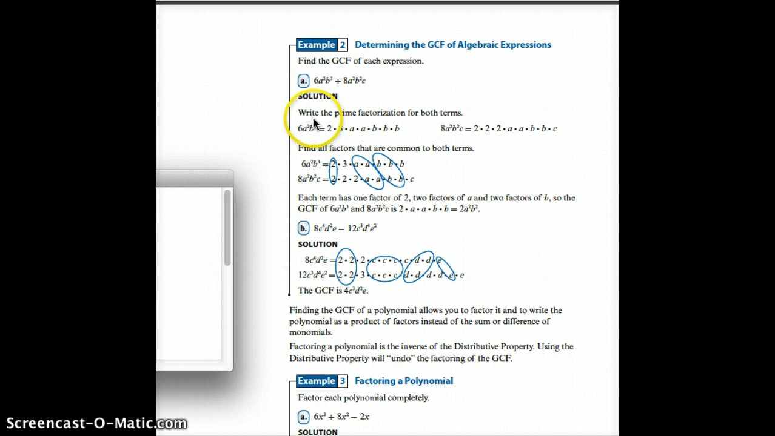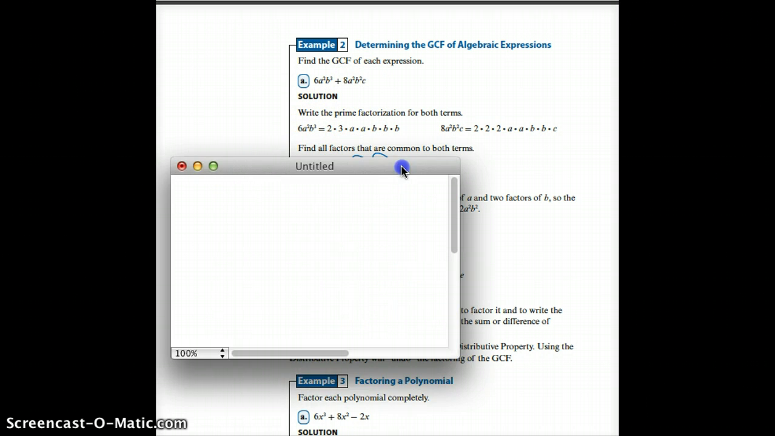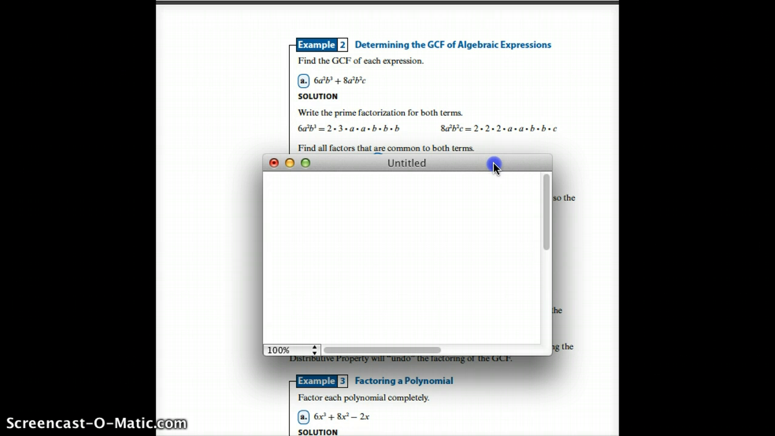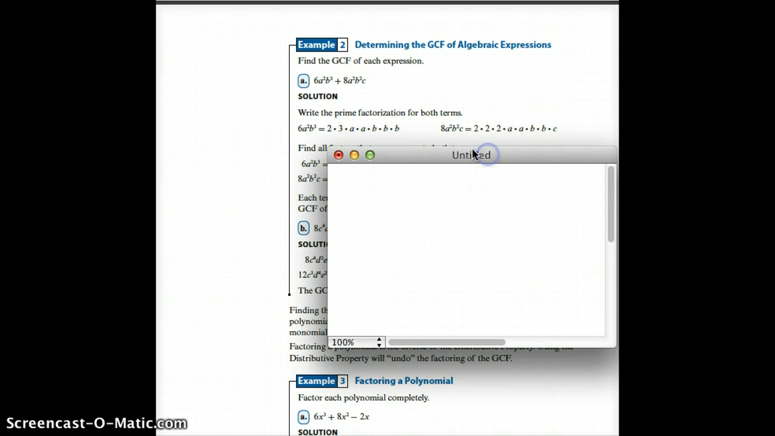So what did they do? Well, they wrote out the factors of each. For 6, they broke it down as 2 times 3. For a squared, that's a times a. For b to the third, that's b times b times b. Same thing for 8. They said 8 is 2 times 2 times 2. And then a squared is a times a, b squared is b times b, and c is c.